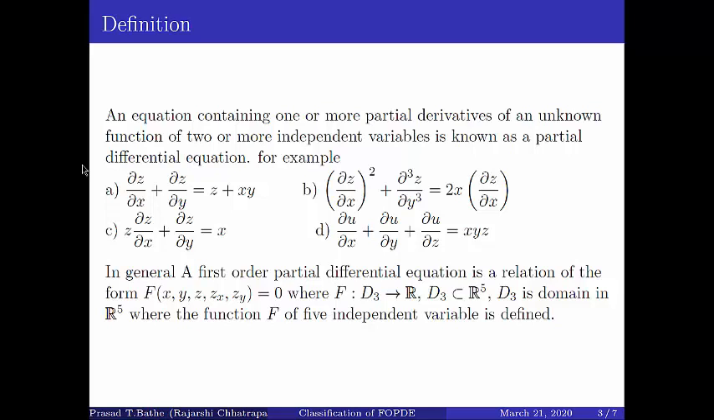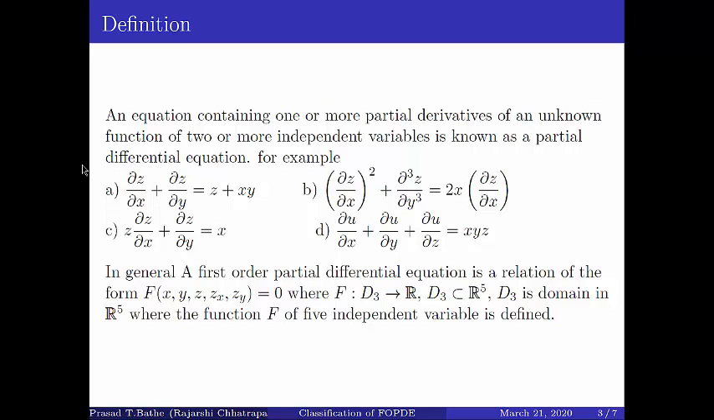(∂z/∂x)² + ∂³z/∂y³ = 2x ∂z/∂x. Or you can say z ∂z/∂x + ∂z/∂y = x. These are all examples of partial differential equations, as they involve partial derivatives.